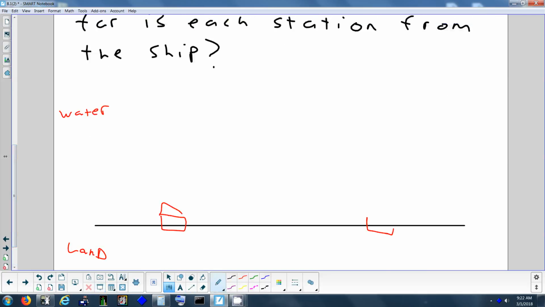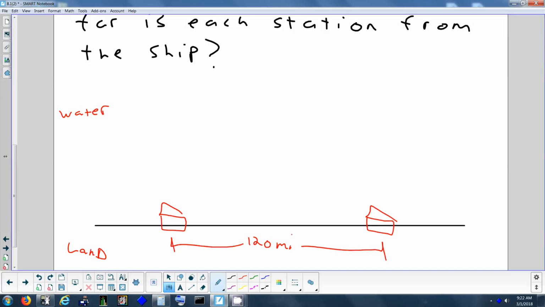1, 2. And how far apart are the two stations? Yeah? 120 miles. They're 120 miles apart. And that distance would be known. They could look up the distance between these two objects because they're on land, so there's probably some record of how far apart they are. Okay, so we've got the distance between the two stations.